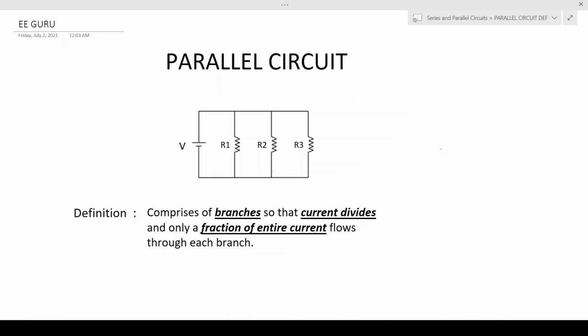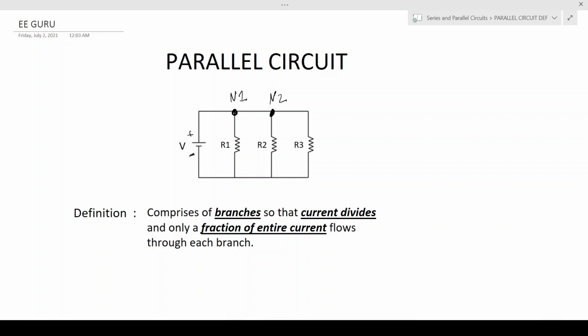So next I'll be giving the formal definition of a parallel circuit. A parallel circuit is comprised of branches so that current divides and only a fraction of the entire current flows throughout each branch. Like I was mentioning previously, parallel circuits have nodes and current flows through those nodes and then divides. So we have node 1 and node 2.